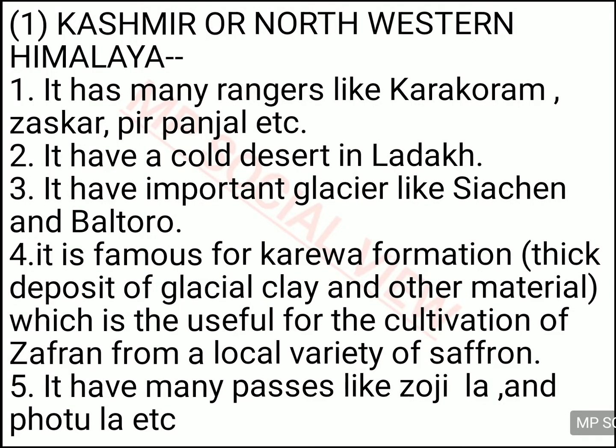The first is the Kashmir and Northwestern Himalaya. This Himalaya has many high ranges, like Karakoram range, Zaskar range, Pir Panjal range, etc. This place also has a cold desert. A cold desert is also a desert. It has less rainfall, less vegetation and extreme climate, but instead of sand, it is covered with ice. So in Kashmir, you have the cold desert called Ladakh. It also has many glaciers there.